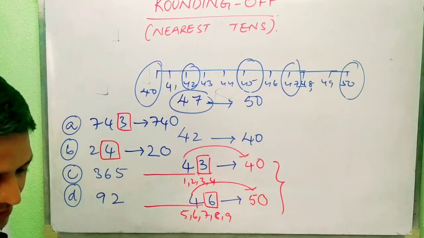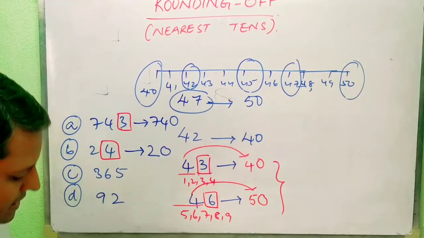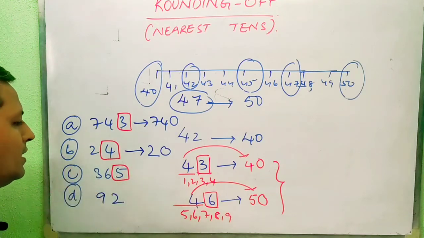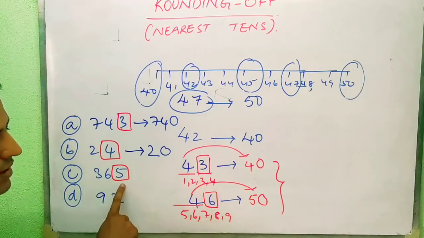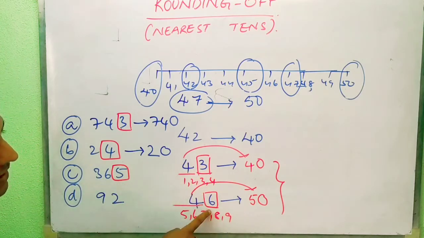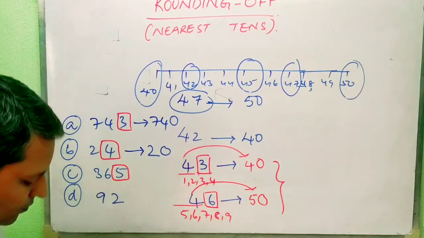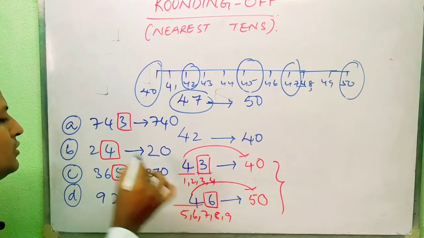Now coming to the next one, which is 365. Again in the ones place, what do we have? We have 5. The rule is for less than 5, and 5 and above. This is 5, so it falls here: it is 5 or more than 5. What do we need to do? We need to write the next number of what is present to the left of it. So what is next of 36? Next of 36 is 37, and we place 0.